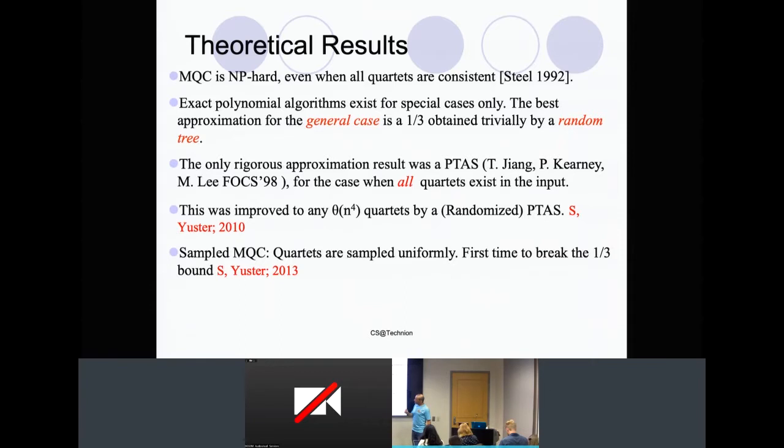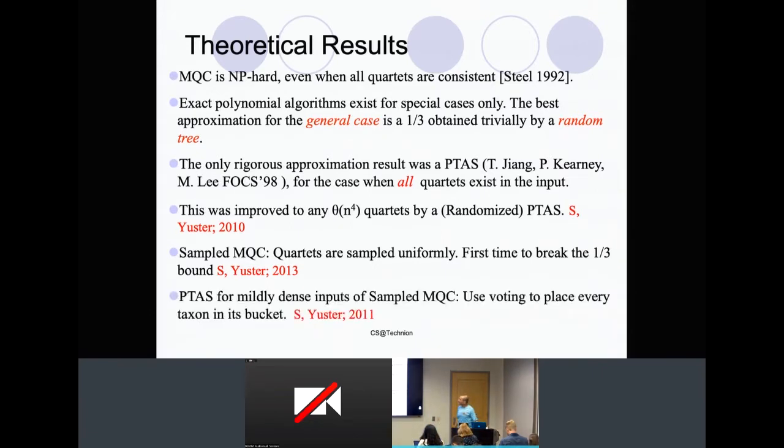So sample max cut, not max cut, maximum quartet consistency. We sample quartets, we just draw them from an urn, okay? We sample them, and now we give them to our max cut. And it's a result we got, I'll show you soon the result. And it was the first time to break that third. It was the first time to break that third.